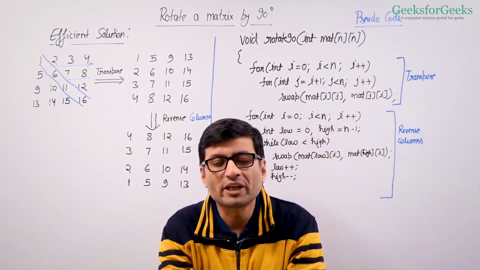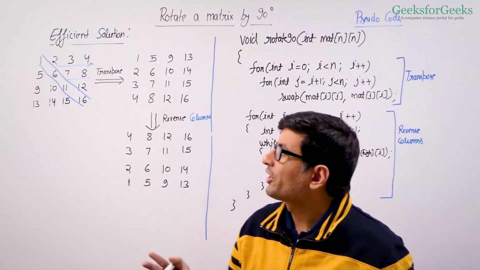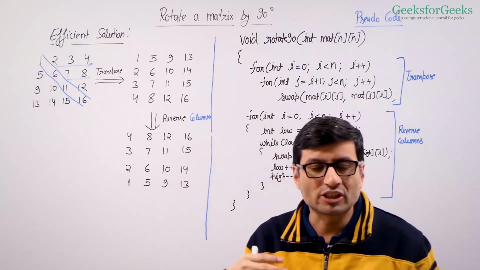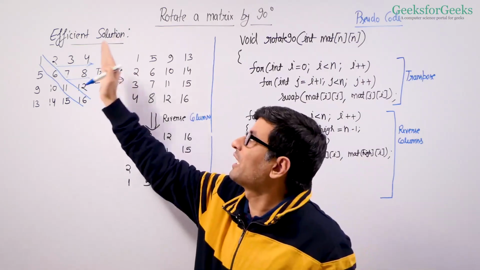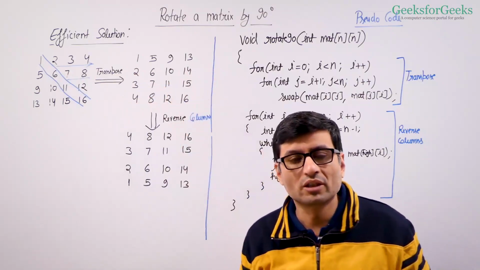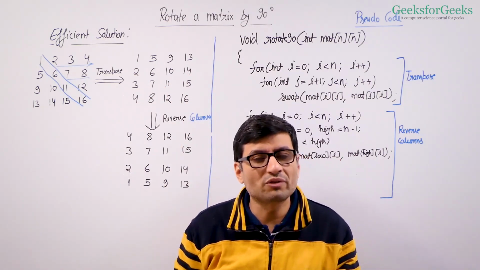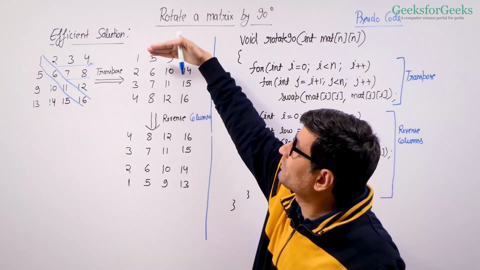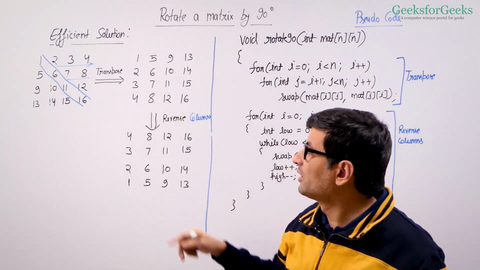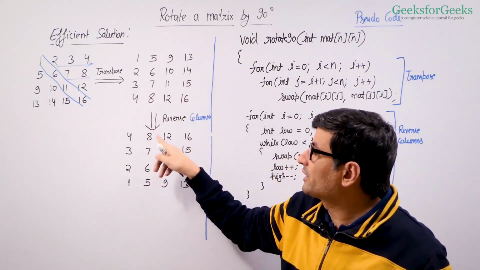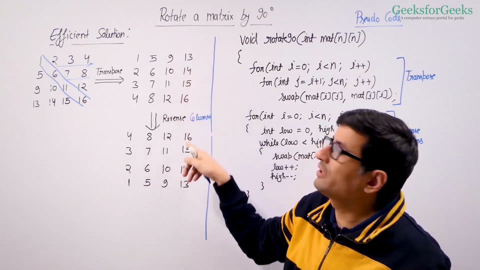So in the rotate by 90-degree problem, we wanted the last column to become the first row. And what the transpose matrix does is make the last column the last row, the second last column the second last row, and so on. To get the actual effect, we simply reverse individual columns so that the last row becomes the first row and the first row becomes the last row. So we reverse this column, we get 4, 3, 2, 1. We reverse this column, we get 8, 7, 6, 5. We reverse this column and then this column.